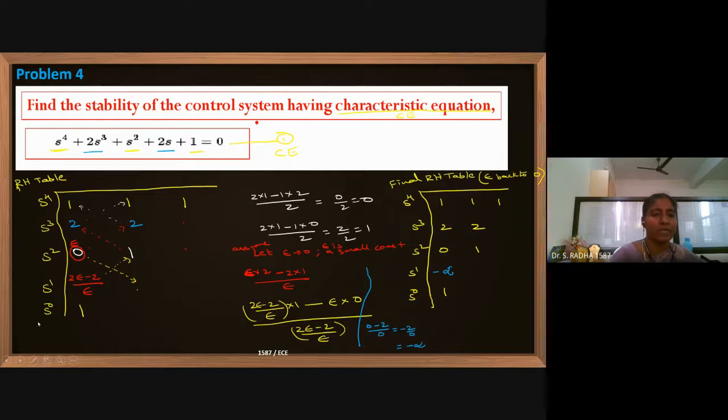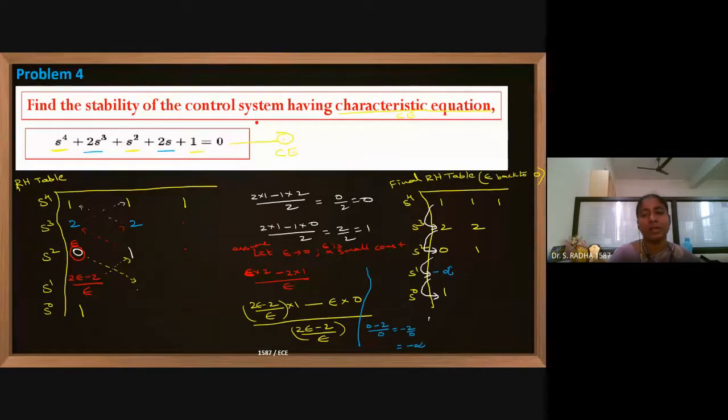Now you go with the analysis. In the first column, are any sign changes present? Based on that, we can tell whether the system is stable or not. Here it is positive 1, positive 2, no sign change. 0 is also positive only, no sign change. Here one sign change is there: positive 2, minus infinity, one sign change. Minus infinity to positive again.